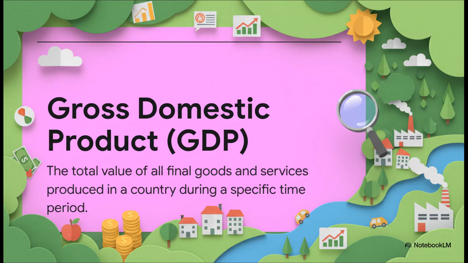It's just the total value of all final goods and services produced. Now that word final is pretty important. It just means we count the finished product, like the cup of tea that's actually sold, not the tea leaves the shopkeeper had to buy to make it. See what I mean? We count the finished clothes, not the thread the tailor used. What we just did for this tiny village is exactly the same idea that economists use for entire countries.